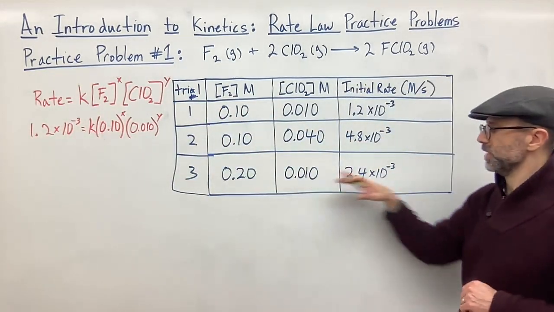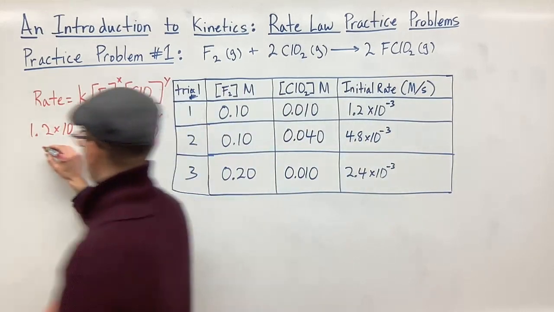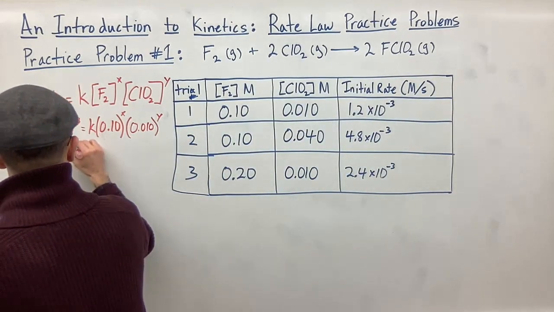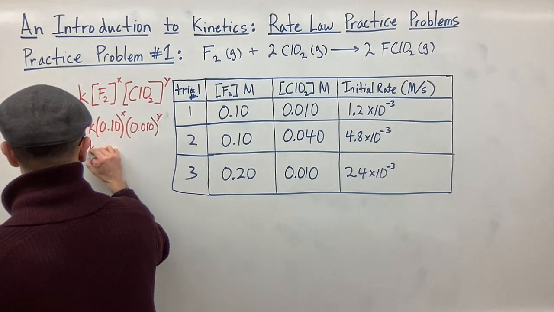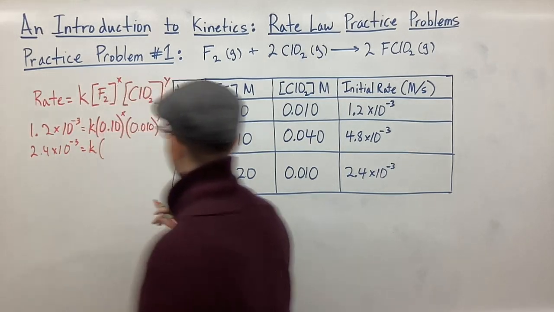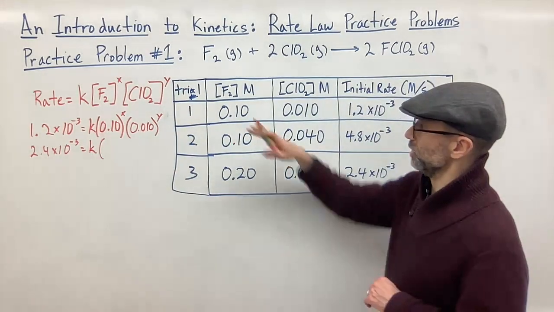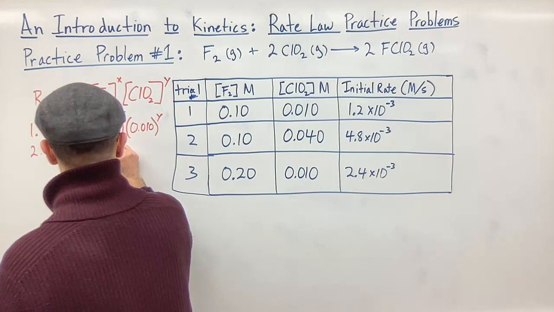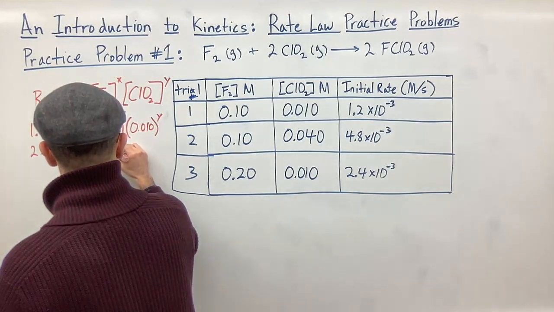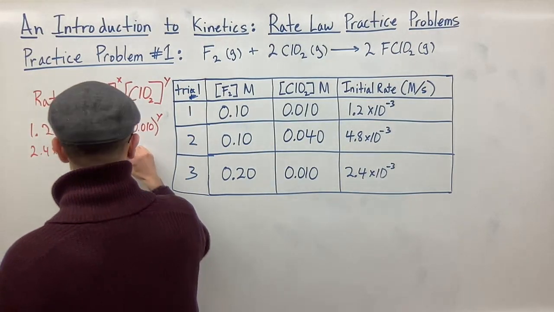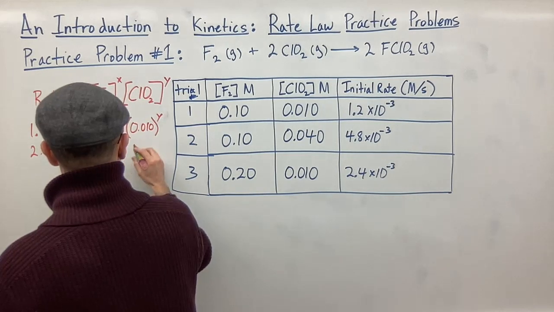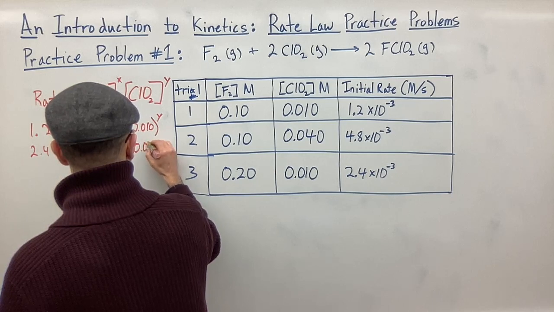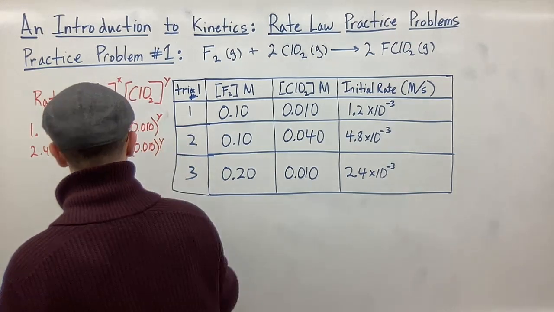And then you set up the second trial, same thing. So now we have 2.4 times 10 to the negative 3 is equal to K again. And our concentration of F2 here is 0.20 to the x, times, again, 0.010 to the y.